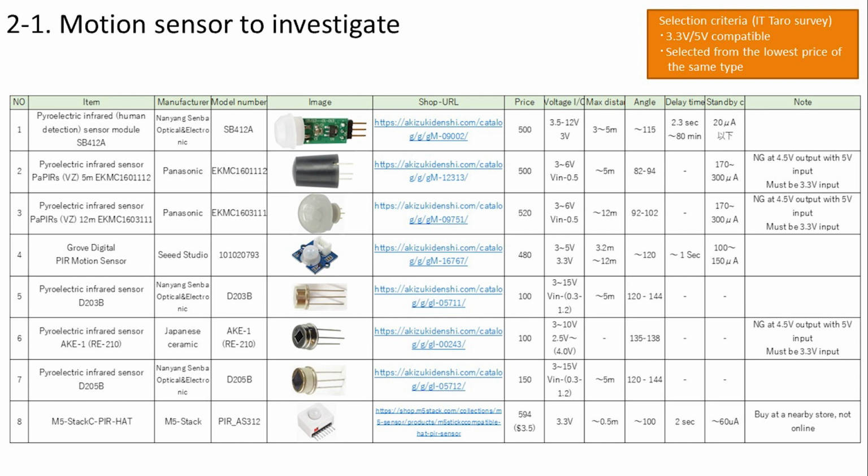However, we limit up to 3 products that are considered to be of the same type. This is the result of selecting up to 3 products for each product that looks like a different type. I would like to check these 8 products.